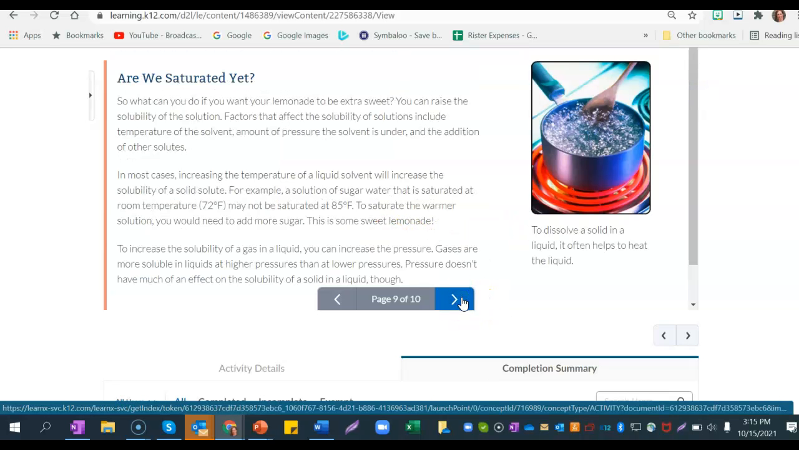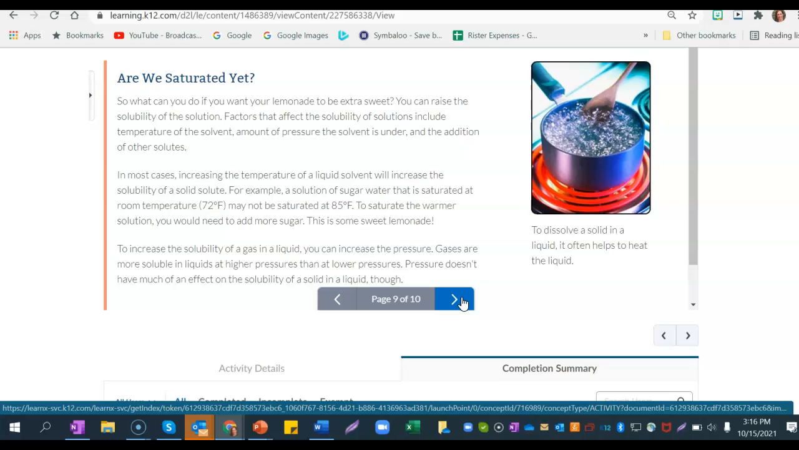So are we saturated yet? So what can you do if you want your lemonade to be extra sweet? You can raise the solubility of the solution. Factors that affect the solubility of solutions include temperature of the solvent, amount of pressure the solvent is under, and the addition of other solutes. So there are 3 things there that you need to have down to answer that guiding question.